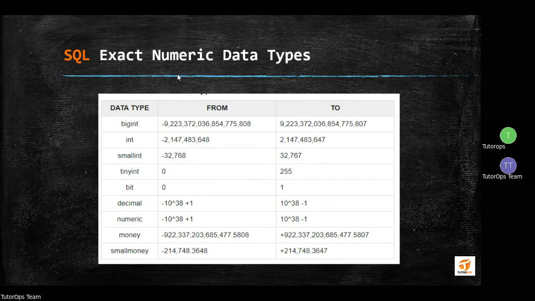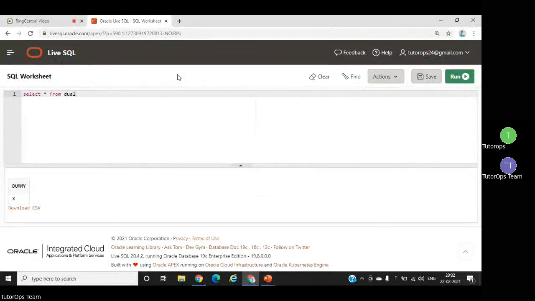You can see on screen that the range is already present, and the int range is -2147483648 to 2147483647, like that. Now I am jumping into the coding section. I will show you how we use these exact numeric data types at the coding level. Let's create a table first.